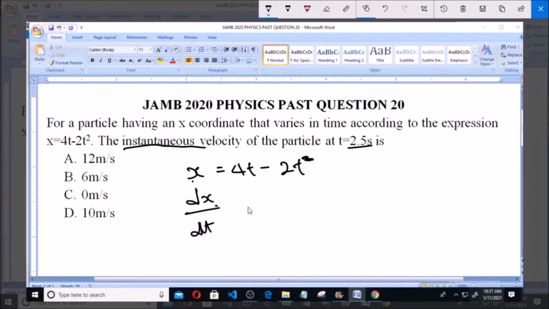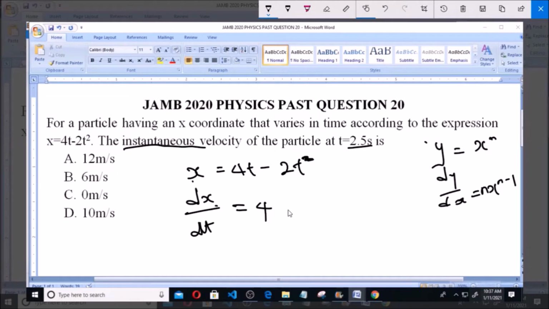Differentiating x with respect to t, for 4t we are going to have 4, because when you have y equals x raised to the power of n, dy/dx equals n x raised to the power of n minus 1. In this case that would also apply. t here is t raised to the power of 1, so t raised to the power of 1 minus 1 gives us t raised to the power of 0, and that is 1.